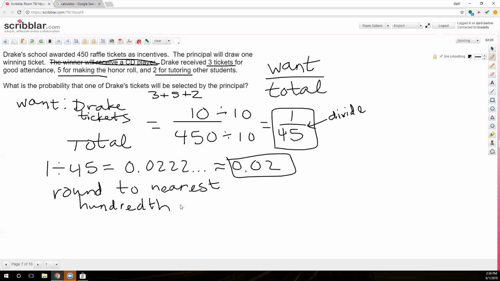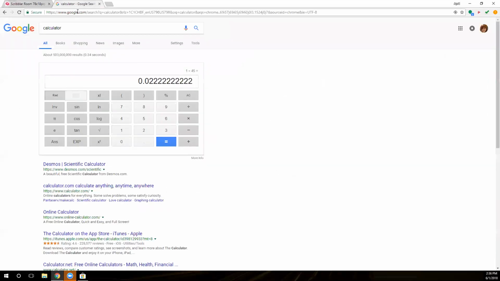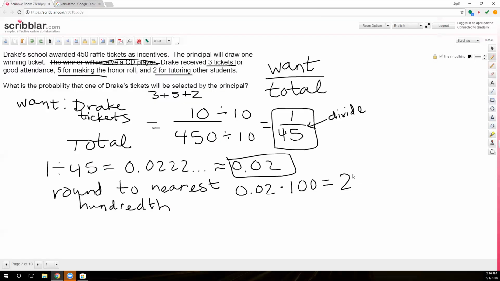Option number 3 is to write it as a percent. Once you get the decimal, you do need the decimal first in order to get the percent. We just multiply by 100. All percents are out of 100. So if we multiply by 100, 0.02 times 100 is 2. So 2% is the last way we could write the answer.